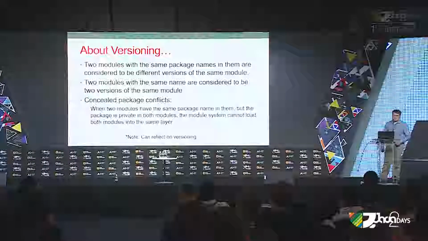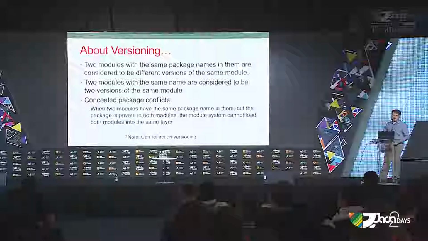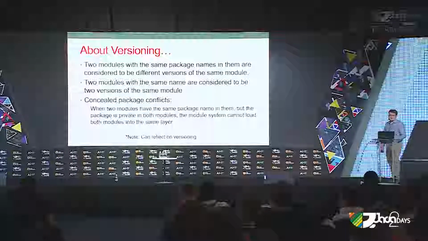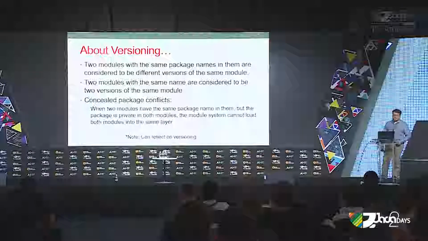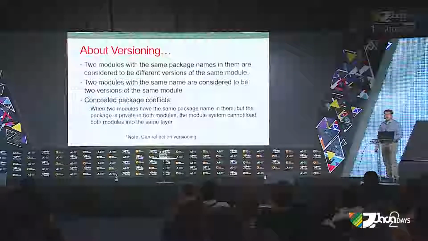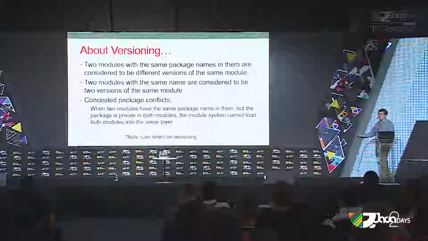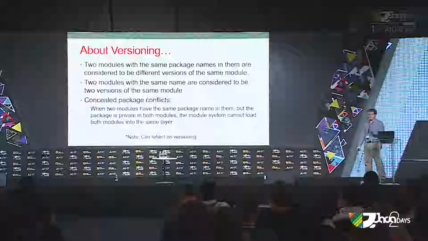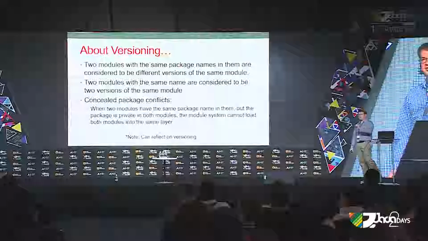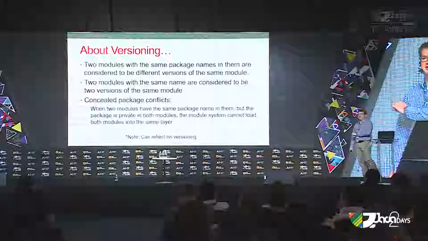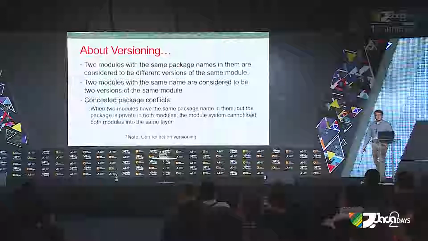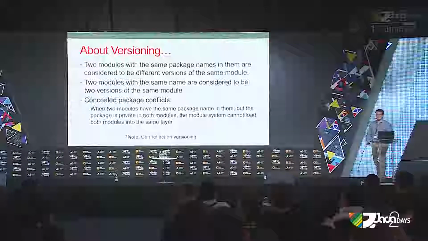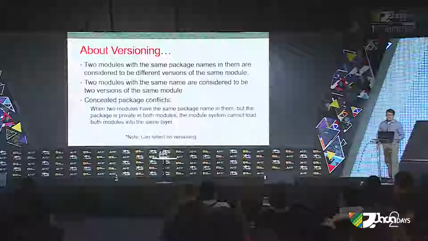Concealed package conflicts. So when two modules have the same package name in them, the packages are both private in both modules, and the module system cannot load both modules into the same layer. So this is an issue. If you have com.yourcompany.util in several different jar files, and you're modularizing your application, trying to put everything on the module path, that's not going to work. You're going to have to address that.